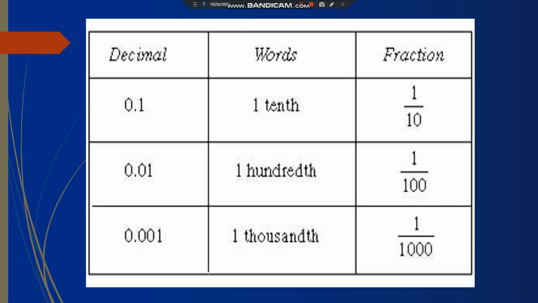So this is how we convert decimal to fraction or fraction to decimal. If the decimal has only one digit after the decimal point, it will be upon 10. If the number has two digits after the decimal, it will be upon 100. If the number has 3 digits after the decimal, it will be upon 1000.